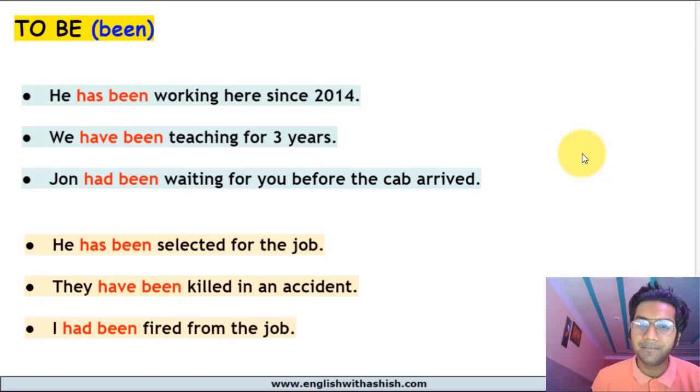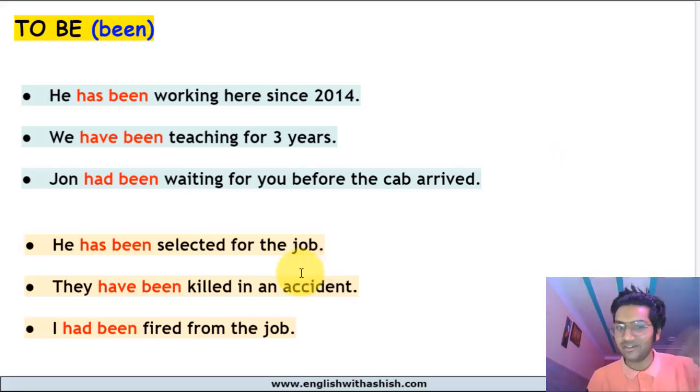So they're used in present perfect continuous tense and past perfect continuous tense in active voice. Has been, have been, and had been can also be used in passive voice. Let's look at the examples. When they're used in the passive voice, they're followed by a past participle, the third form of the verb.